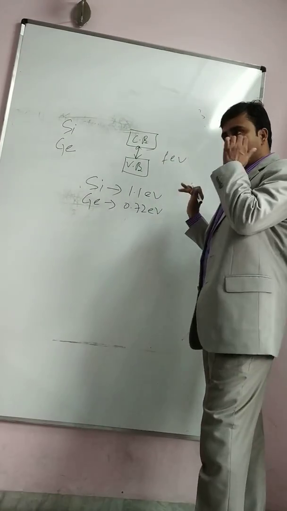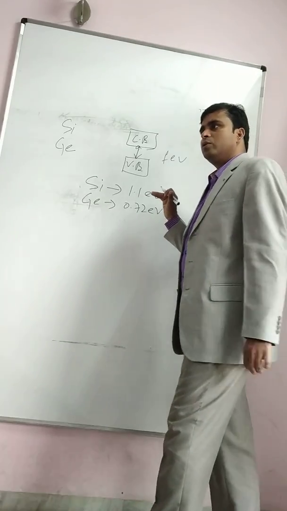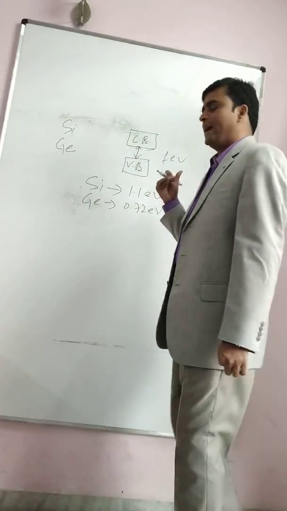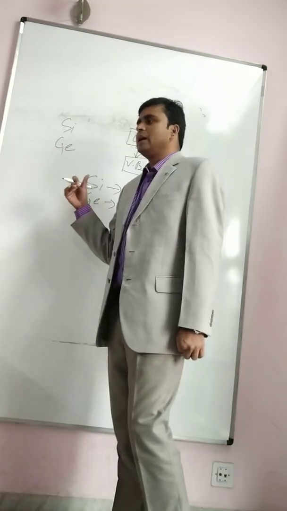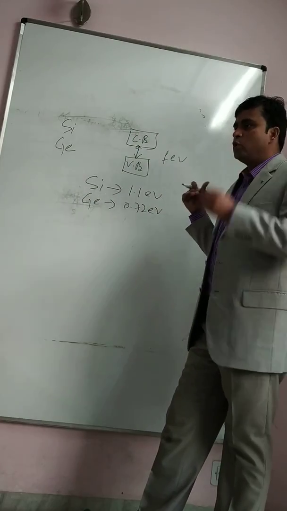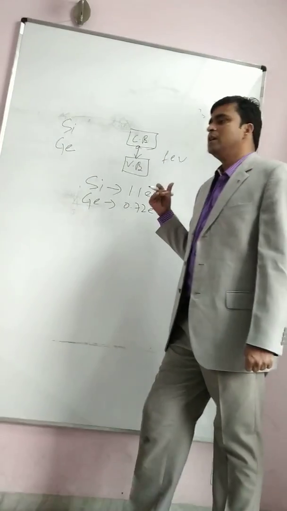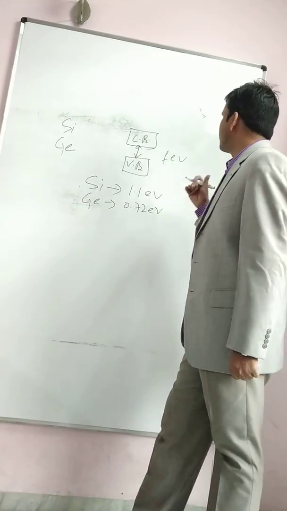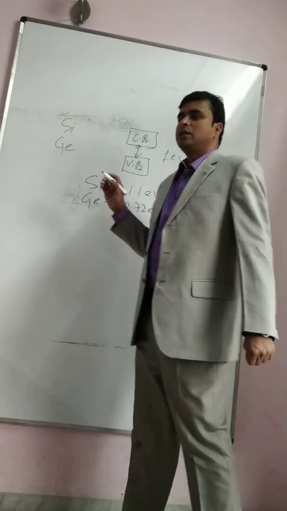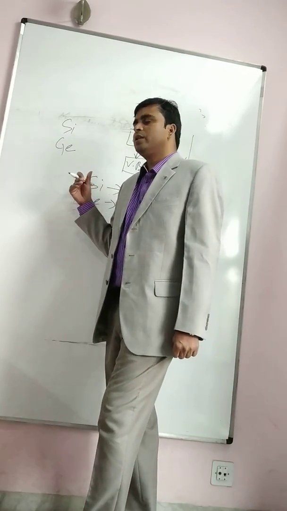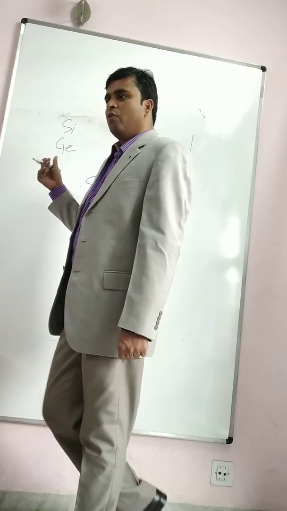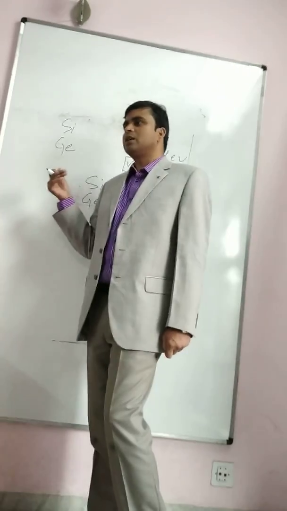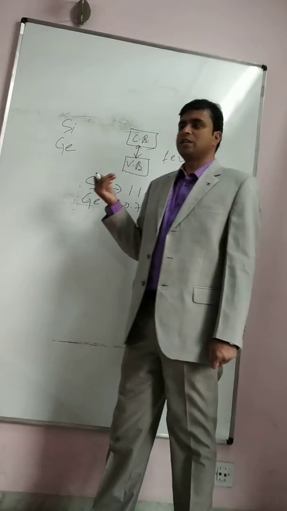At room temperature, like 25 degrees centigrade or 298 Kelvin, they can act as conductors. But at 0 Kelvin, they act as insulators. So it is different from the conductors. The conductivity of a conductor decreases with rise in temperature, whereas the conductivity of a semiconductor will increase with rise in temperature.